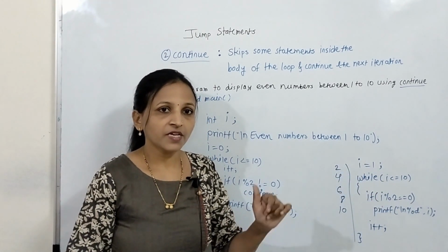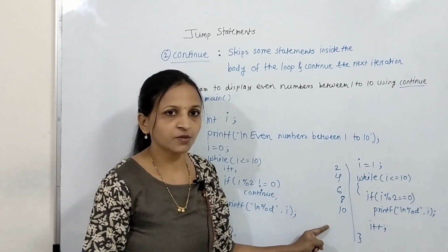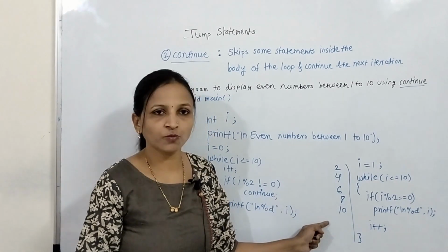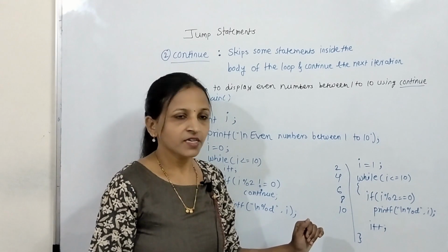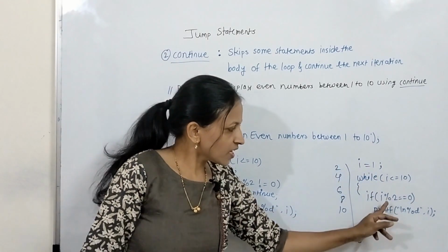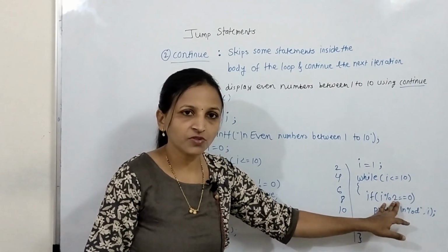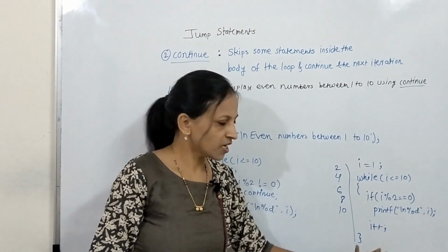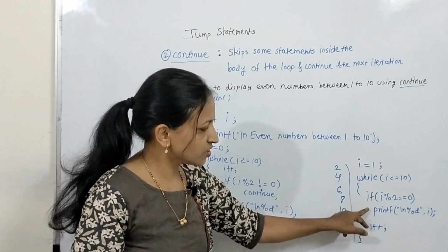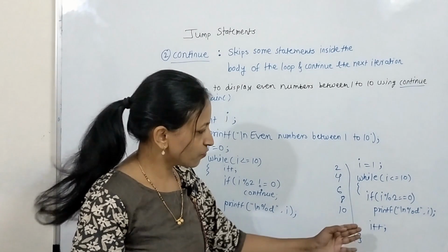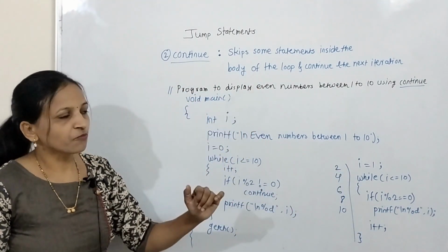But if the counter's value is even, only then we have to display it onto the screen, because we want this type of output, even numbers between 1 to 10. That's why we check whether i is even or not. How to check? If it is divisible by 2, then we can display i. Otherwise, don't do anything. We have only used if here, not else. Getting it? And every time i should be incremented. In this way we can do this program without using continue.